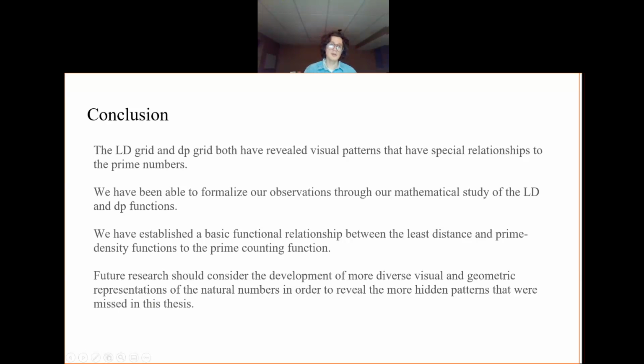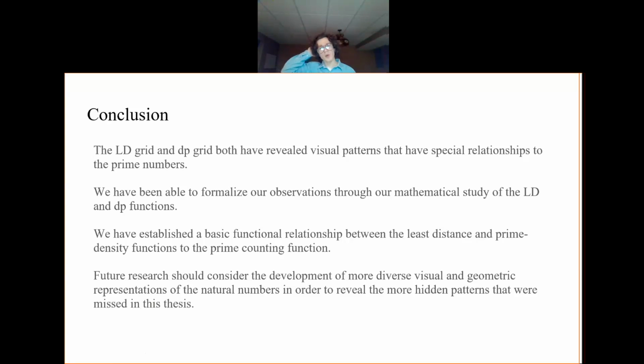So in conclusion, the LD grid and DP grid both have revealed visual patterns that have special relationships to the prime numbers. We've been able to formalize our observations through our mathematical study of the specialized LD and DP families of functions. And we've also established the basic functional relationship between the least distance and prime density functions to the prime counting function. So we've investigated some visual representations, a new geometric basis. We've developed specialized functions in order to make sense of these things, and we've arrived at some very interesting conclusions.